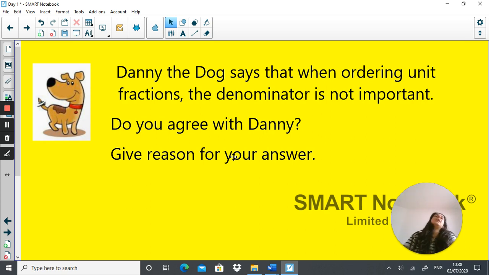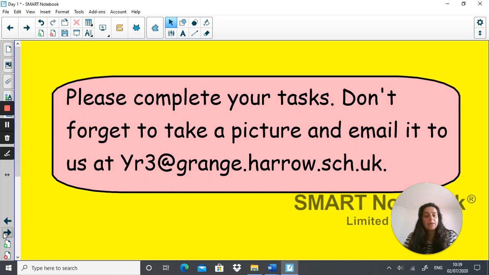Unfortunately for poor Danny dog, he is wrong, because when you have unit fractions, we all know the numerator is the same. The numerator is always 1. So actually the denominator is crucial for us to work out whether it's a big fraction or a small fraction compared to other fractions. So sorry, Danny, you haven't had the greatest start to the week. Oh dear. Now the time has come for you to complete your tasks.